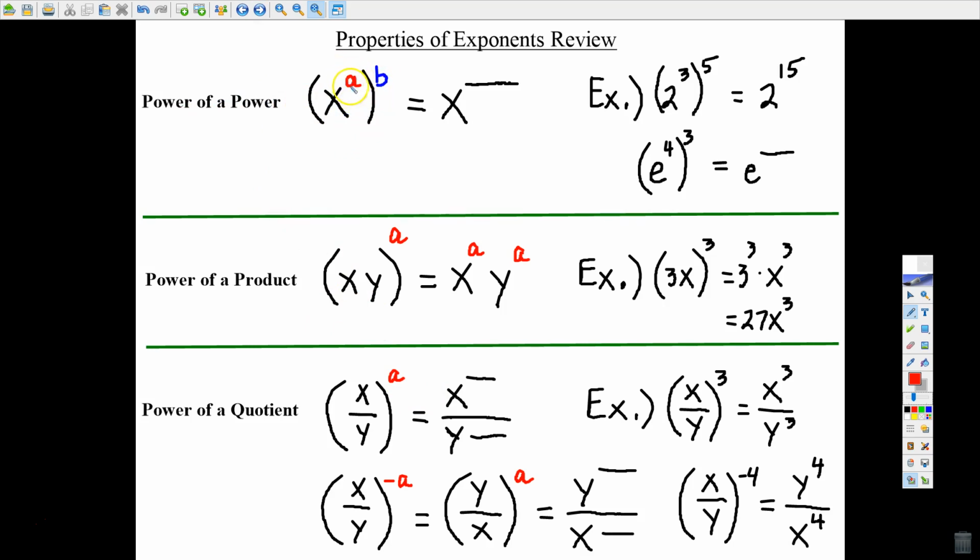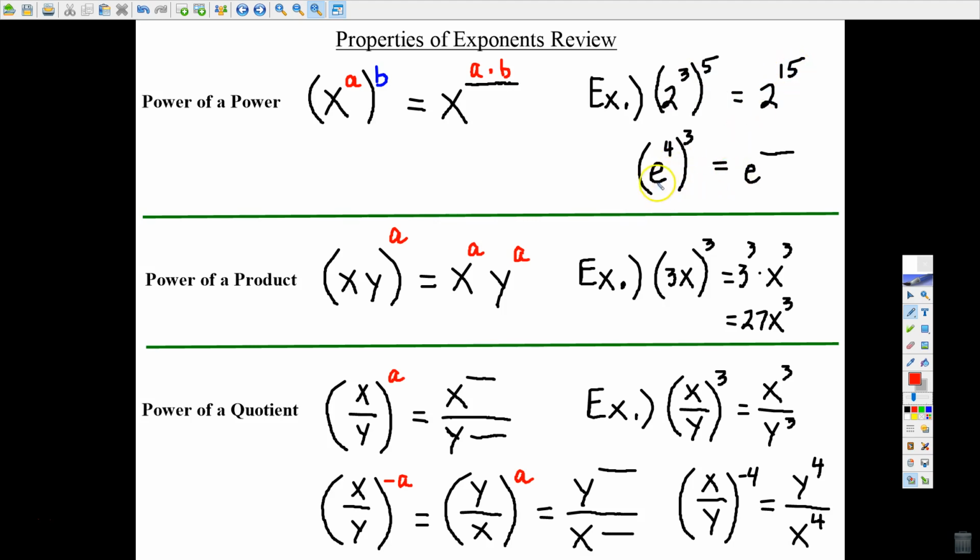Here we have a power a inside parentheses being raised to another power b. Whenever this happens, when we have a power being raised to a power, we write that base again. The base is x, and this time we're going to multiply exponents. Okay, here's some examples. 2 to the third, and 2 to the third being raised to the fifth power, that's 2 to the 3 times 5 power, which is 15.